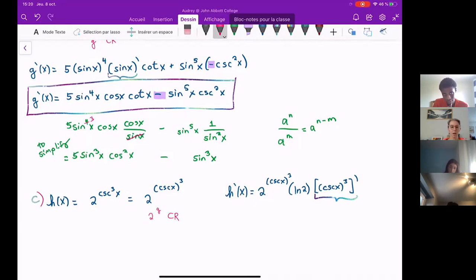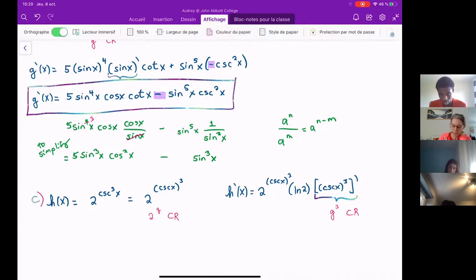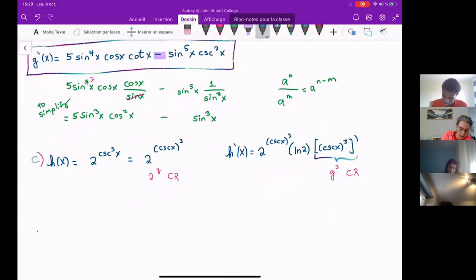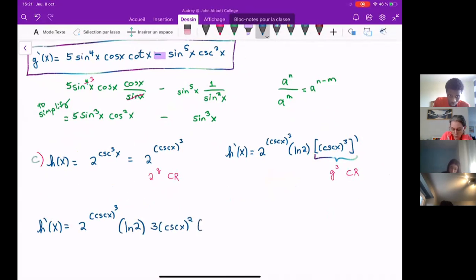So then I ask myself again, quotient rule, product rule, chain rule, none. Chain, this is again the same thing we had in the last one. This is like a g to the power of 3. It's just that in this case, my g is a trig function. I still need a chain rule. So here I'm going to have h prime of x is equal to 2 to the cosecant of x cubed times ln 2. I bring my 3 down, I don't touch what's inside, I subtract 1, and then I pull out the derivative.